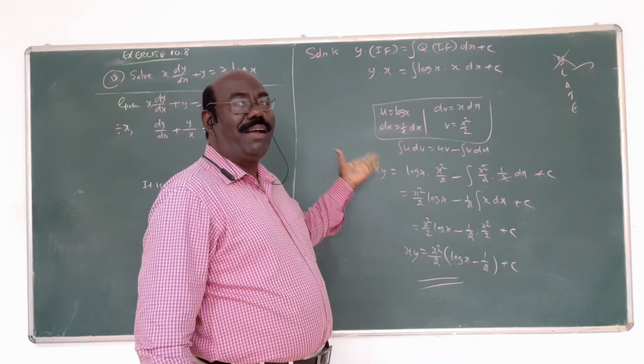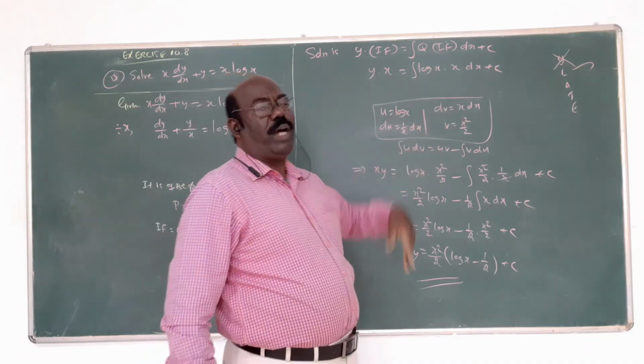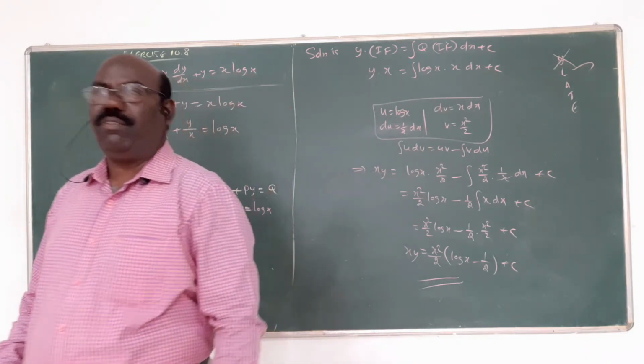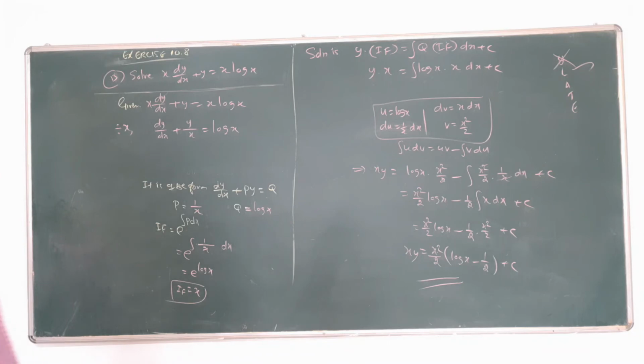But u could be what? Log x. Because of the rule, what? I for inverse, L for log. Log is the one involved, that's why u is log.